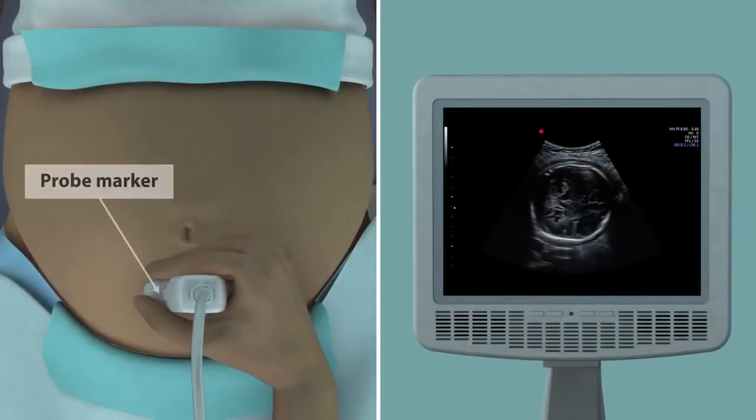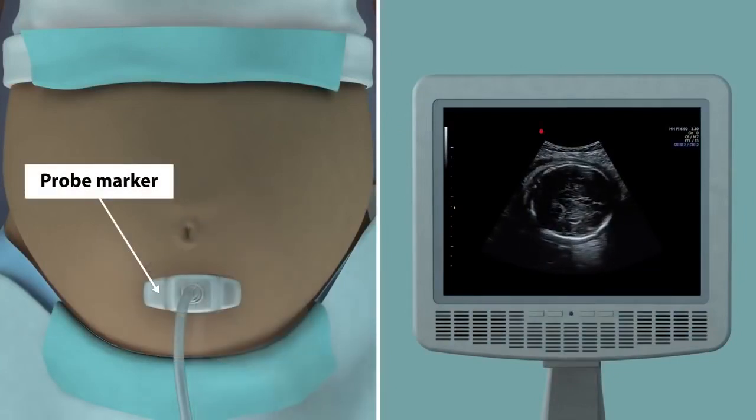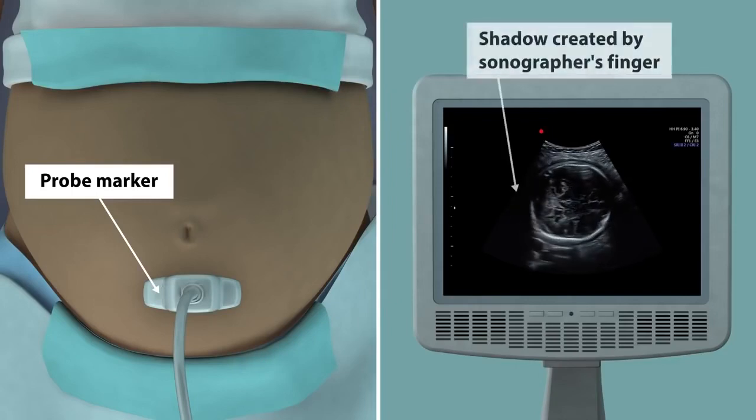Placing the probe in a transverse position on the lower abdomen, use its marker as a reference to make sure that the right side of the mother is displayed on the left side of the screen. You can check this by pressing your finger beside the probe in the abdomen.